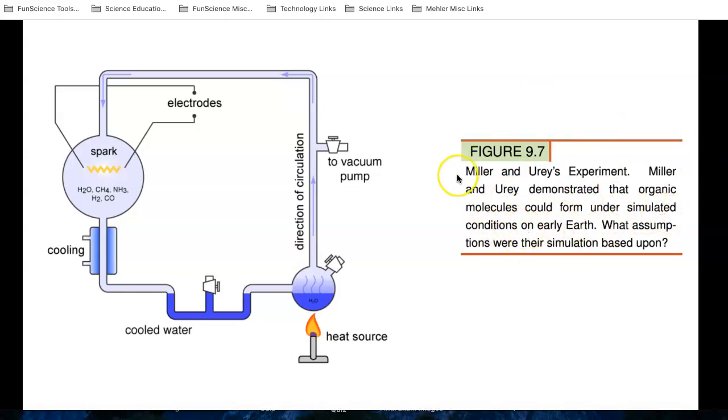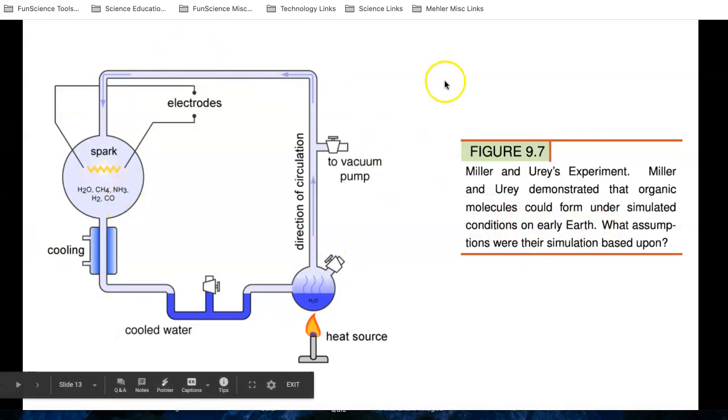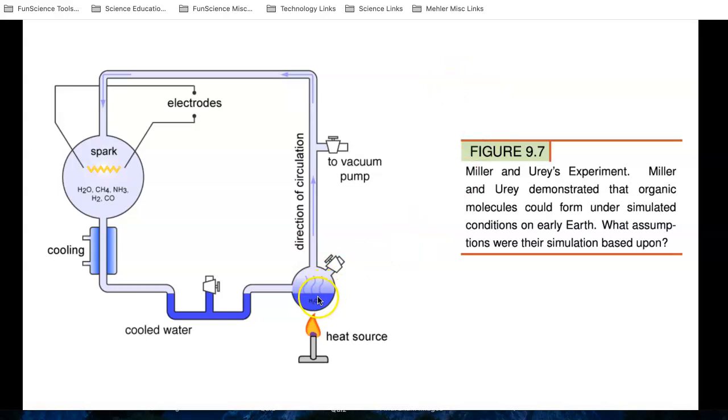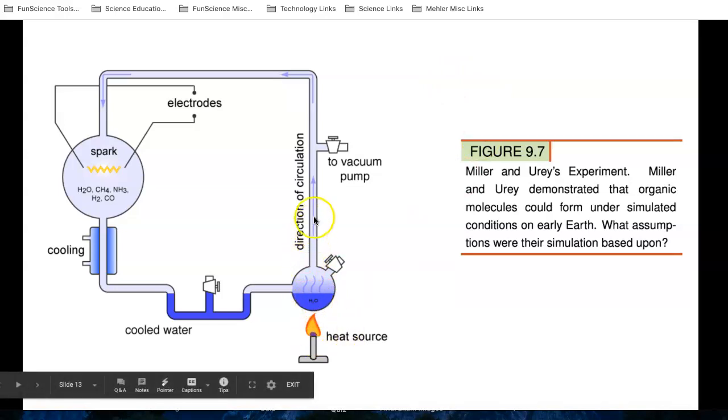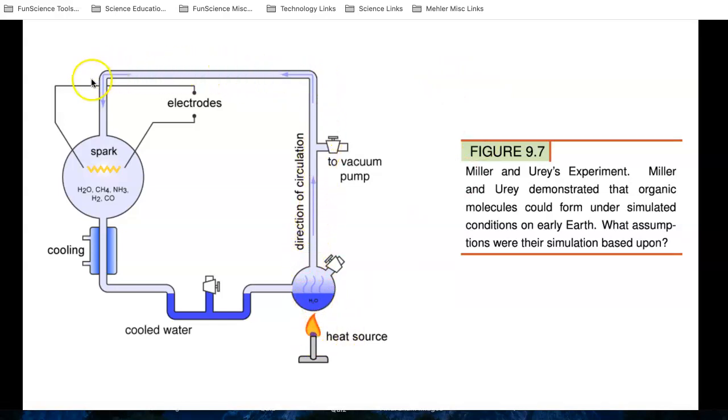So what did that mean? In this setup, which is closed to the outside, they put some water, salt water simulating the ocean. They heated it a little so some of the water would evaporate up through here, and this is their atmosphere. Into the atmosphere, they put what they thought would be there: water vapor, ammonia, methane, carbon monoxide. Then they put a spark through this that would simulate lightning.